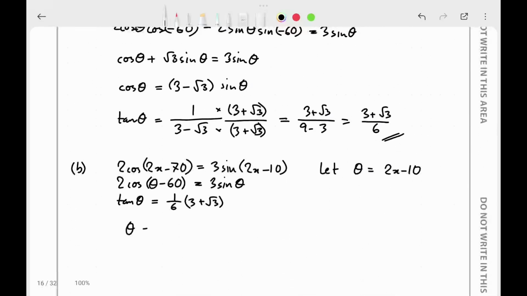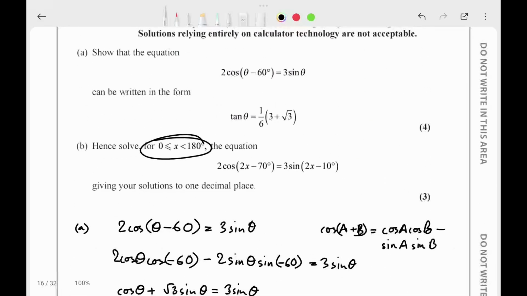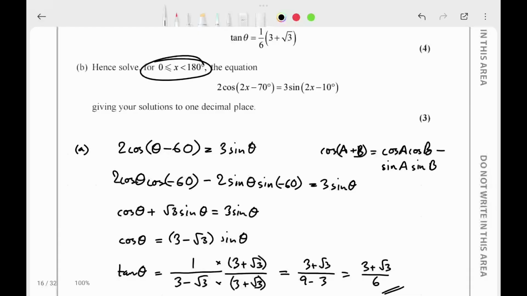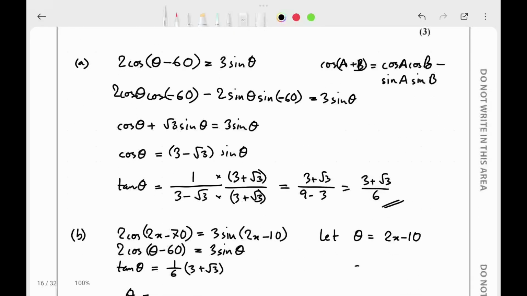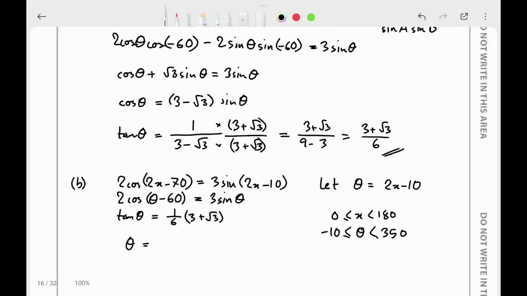So theta is equal to, but we also have a range of values. X is less than 180 and greater than or equal to 0. So theta is going to be less than 2 times 180, which is 360, minus 10 is 350. And greater than or equal to, when x is equal to 0, theta is equal to minus 10. So it's going to be minus 10. We need to find the values of theta within this range. Let me just calculate this.